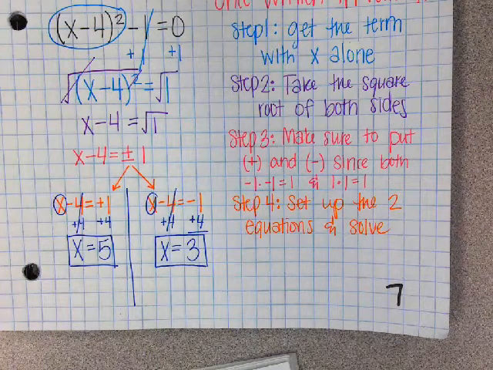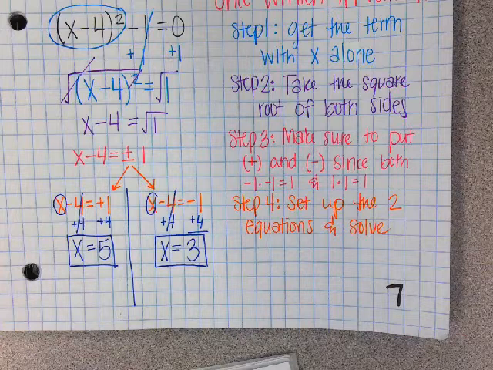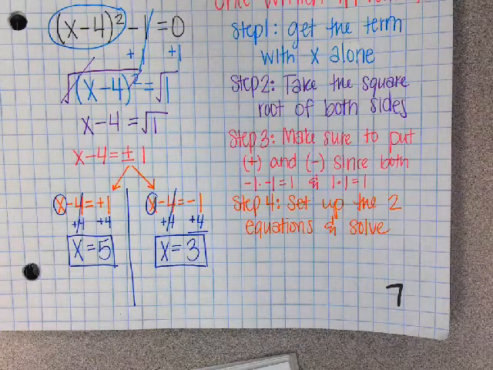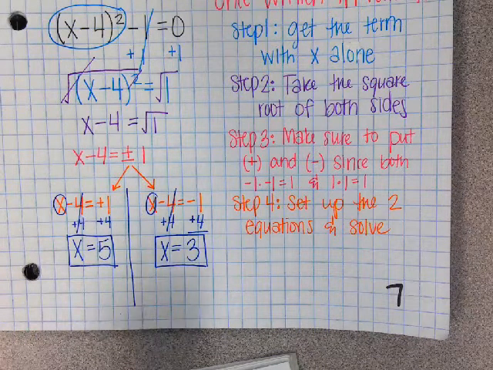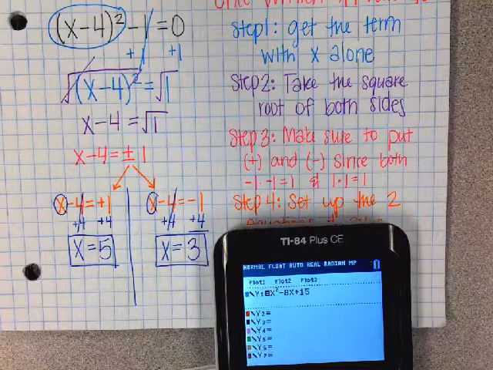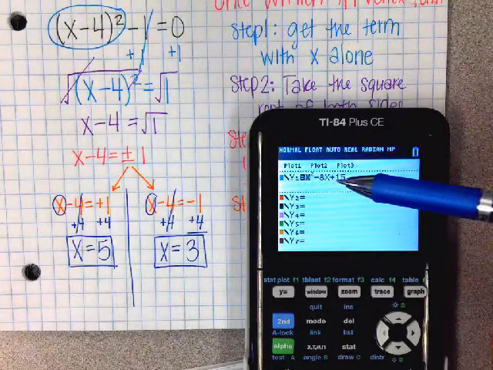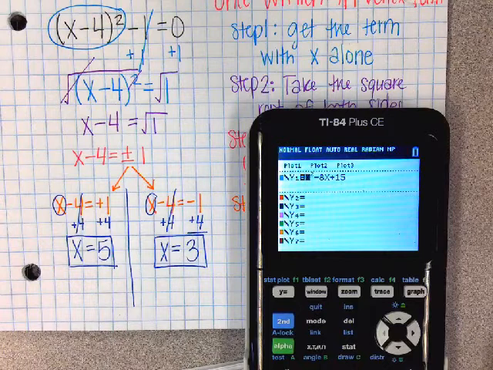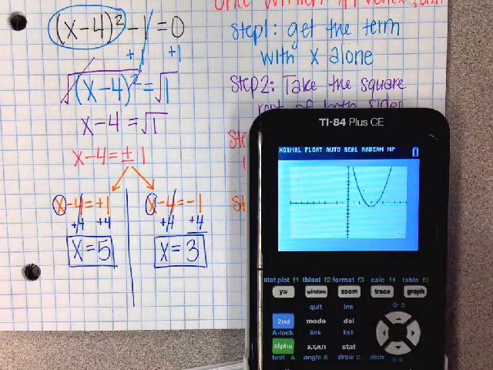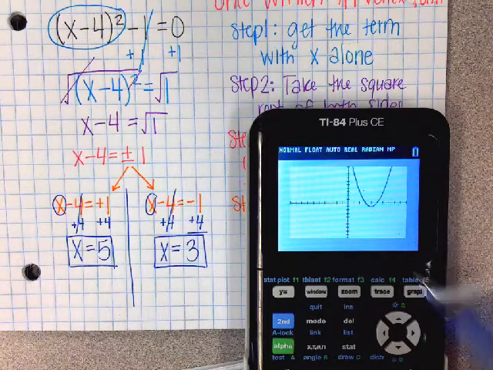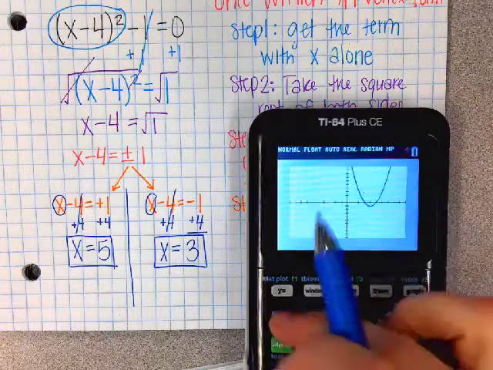Remember, that's one of those things in math, they call it all sorts of things. Sometimes they call it roots, sometimes they call it zeros, sometimes they just say find the solutions. So I'm going to type in the original equation. So I have x squared minus 8x plus 15. I'm going to go ahead and hit graph.